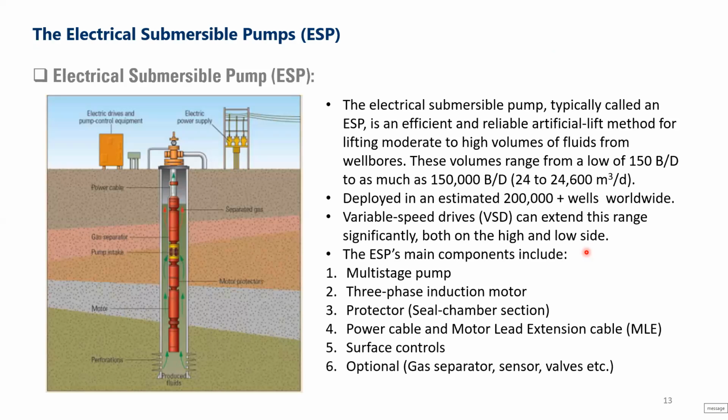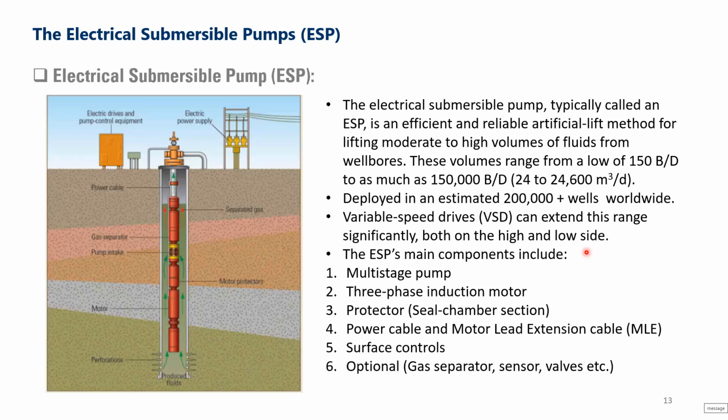This leads us to the next slide of one of our main components of today's presentation, which is the electrical submersible pump. So the electrical submersible pump, typically called an ESP in the industry, mainly people just call it by the acronym, is an efficient and reliable artificial lift method for lifting moderate to high volumes of fluids. So it tells us that it can handle high flow rates.